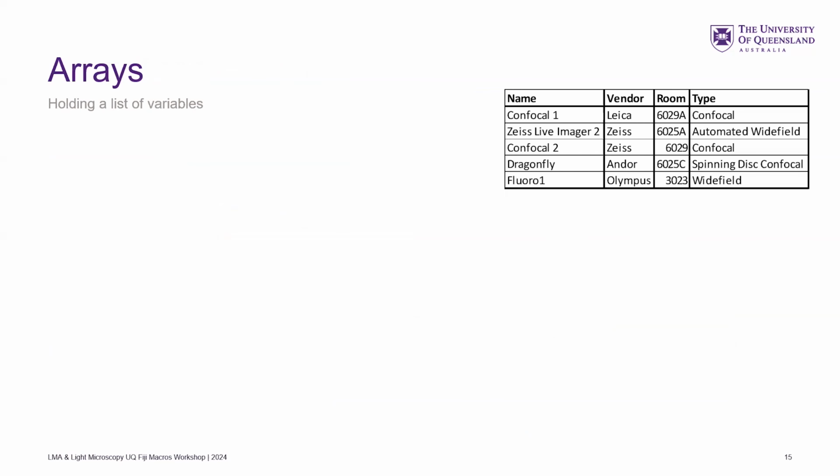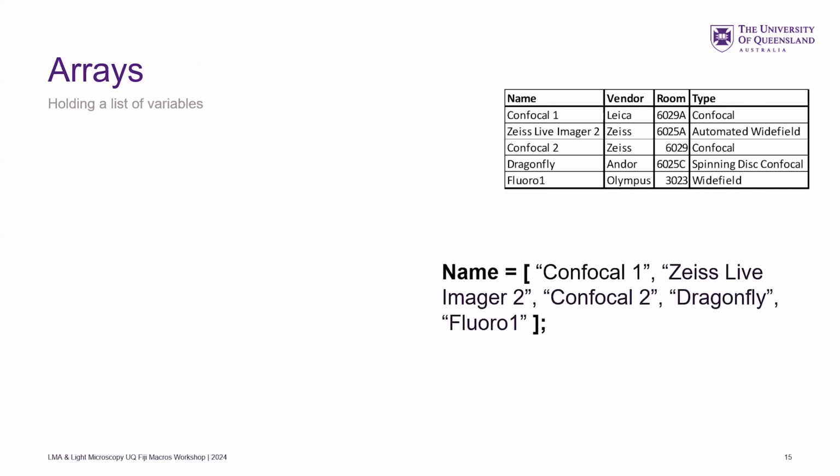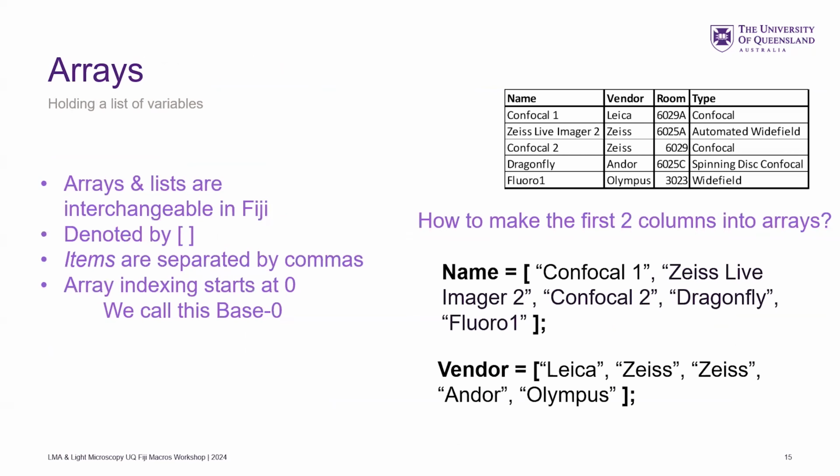Then we have these things called arrays. Arrays are just tables to hold variables, but we have to think of them more in one dimension, so like one column of data. Arrays are lists. Arrays and lists are interchangeable. Sometimes we call it a list, sometimes we call it an array. Some of the commands are the list commands, but it's the same thing. We denote an array by these square braces or square brackets, and items are separated by a comma.